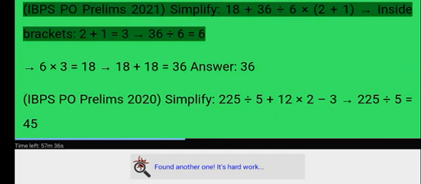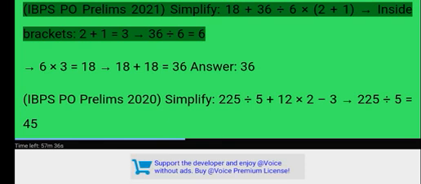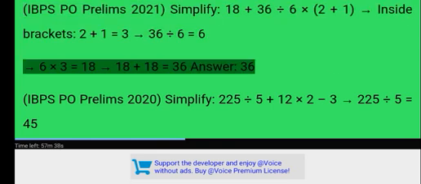Previous year questions, PYQs, solved. IBPS PO Prelims 2021, simplify: 18 plus 36 divided by 6 times (2 plus 1). Inside brackets, 2 plus 1 equals 3. Then 36 divided by 6 equals 6. Then 6 times 3 equals 18. Then 18 plus 18 equals 36. Answer, 36.